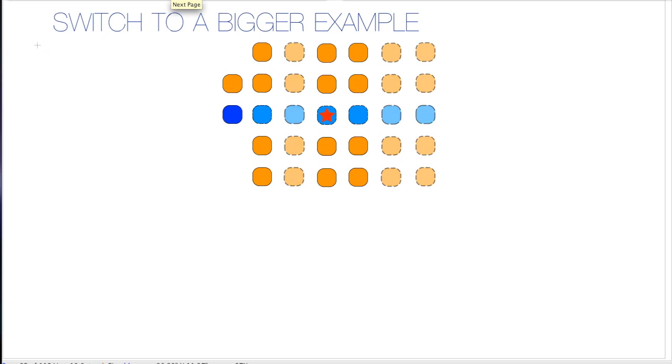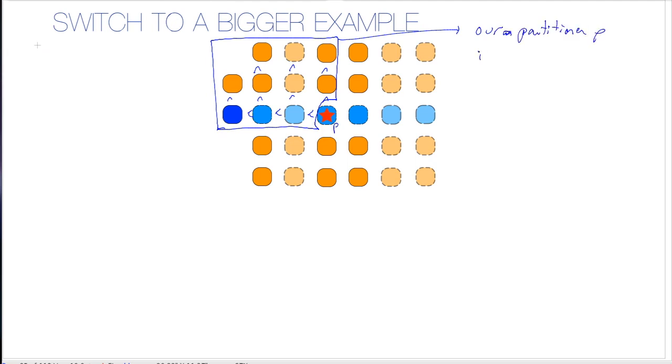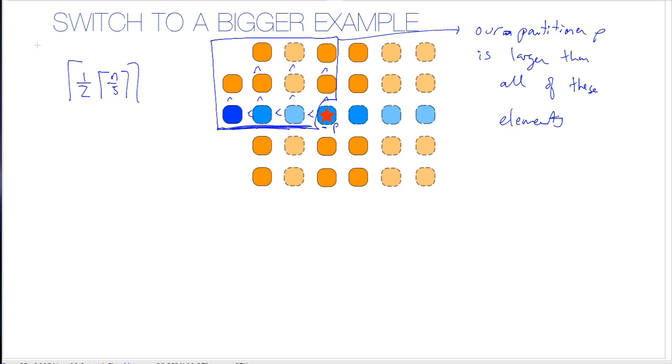And here's the very cool property about this. Let's take a look at this set right here. Our partitioner, this is P, is larger than all of these elements. The element we picked to be our partition element is larger than all of the ones that I've boxed. Let's count how many elements there are. The total number of blue elements was n over 5, and we took half of them to be smaller, essentially.